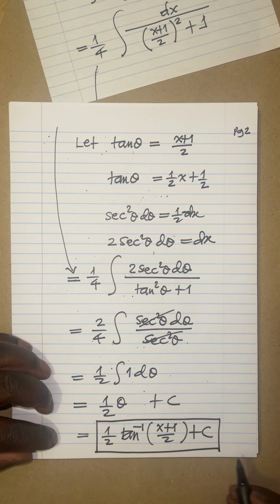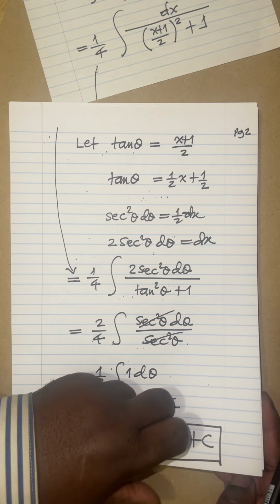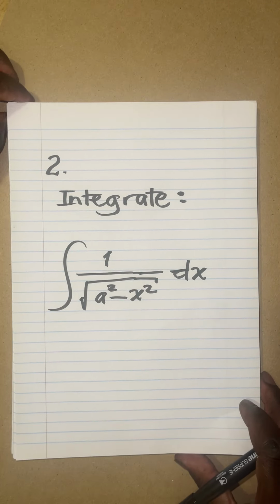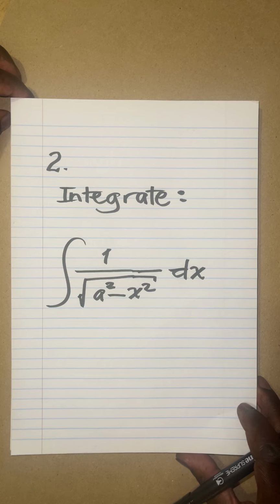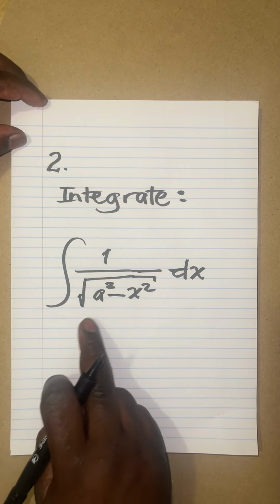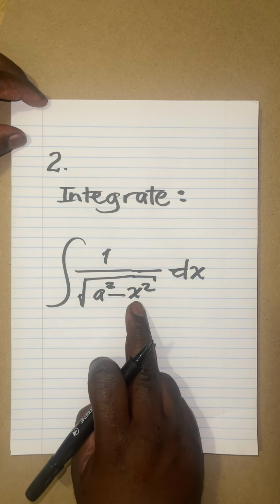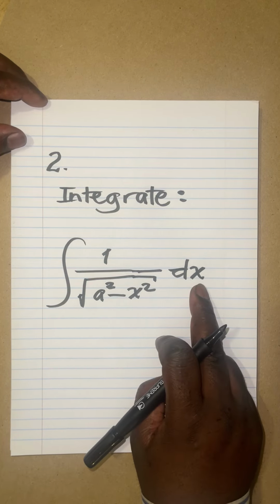Right, tan substitution coming out very clearly there. Let's look at question number 2 now. Question number 2 for this video is going to be this one here. Remember, I promised that I would come with questions involving trig substitution. So we have question number 2 here. It says integrate the integral of 1 over square root of a squared minus x squared dx.